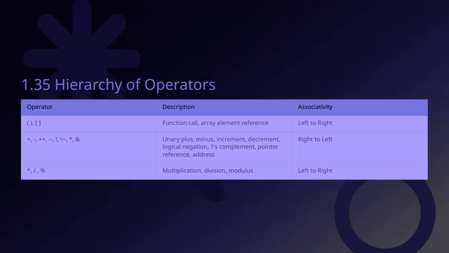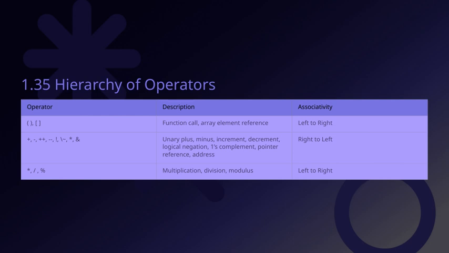All right, let's take a closer look at this table. It outlines the hierarchy of operators, which is crucial for understanding how expressions are evaluated in programming. Starting with the first row, we see parentheses and brackets. These are used for function calls and array element references. The key thing here is that they have the highest precedence and are evaluated from left to right. So, when you see an expression with parentheses, it means whatever's inside gets evaluated first.